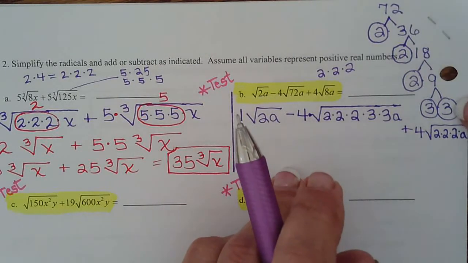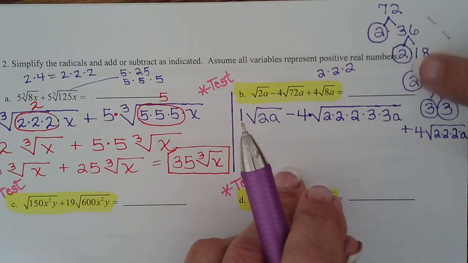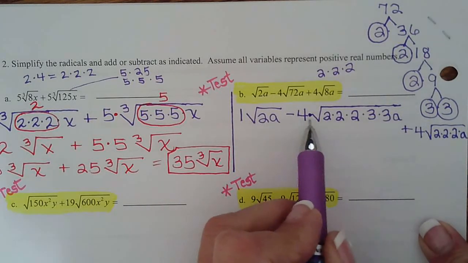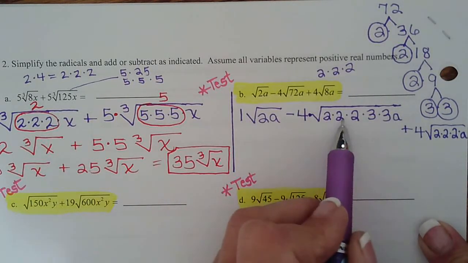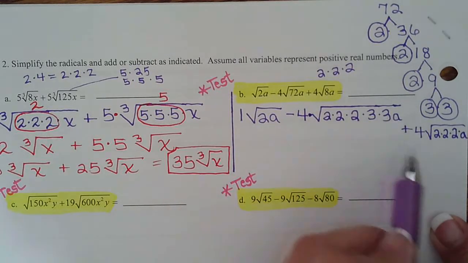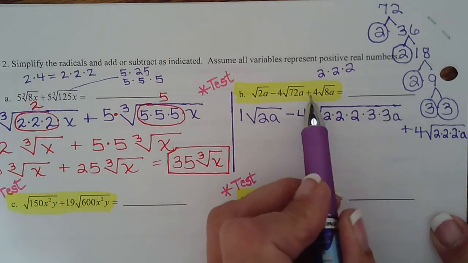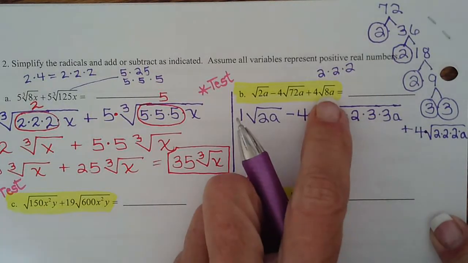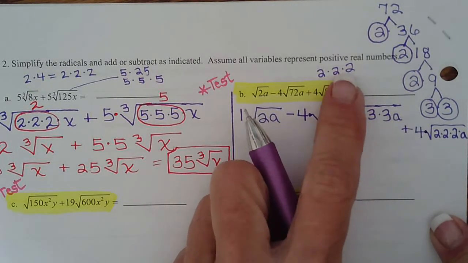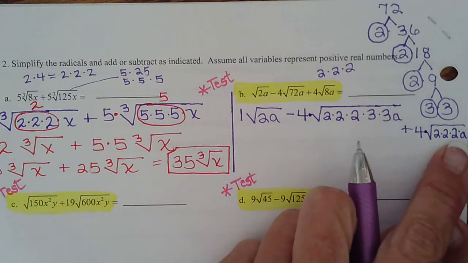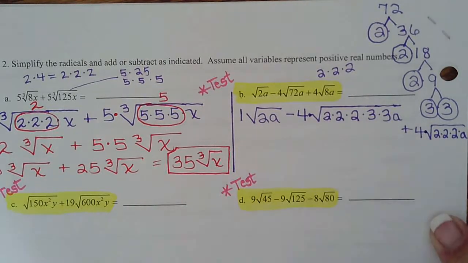Then we broke down 72 and saw that it was 3 2s and 2 3s. So I wrote -4 times and then wrote my 3 2s, my 2 3s, and then my A. And then we have plus 4 times. When we break down 8, it's 2 times 4, which is 2 times 2 times 2. And then we also have the A.